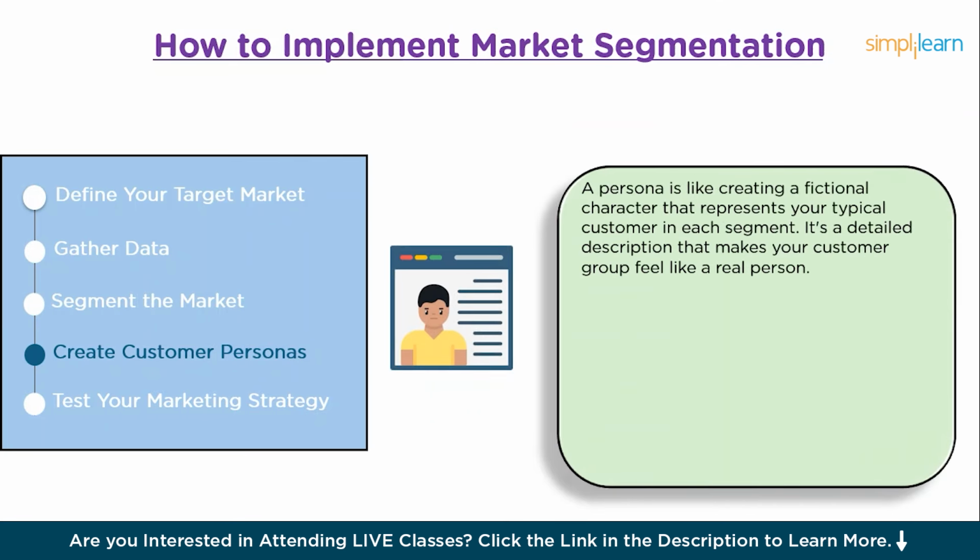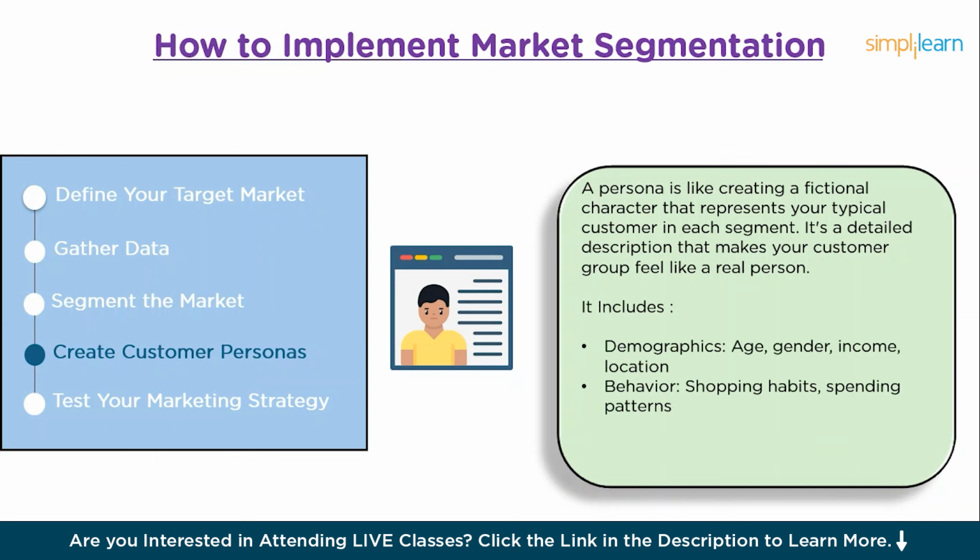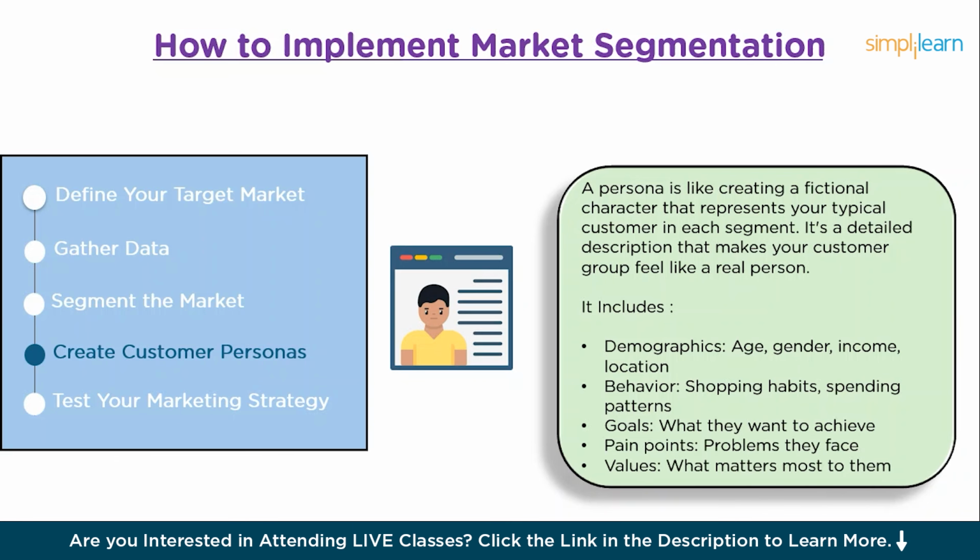Let's look at step 4, which is creating customer personas. Basically, a persona is a fictional character that represents a typical customer in each segment. It's a detailed description that makes your customer group feel like a real person. So what does a persona include? It includes demographics, which covers age, gender, income, and location. Behavior, which includes shopping habits, preferred brands, and spending patterns. Goals, that is what they want to achieve. Pain points, the problems that they face. And values, which is what matters to them the most.